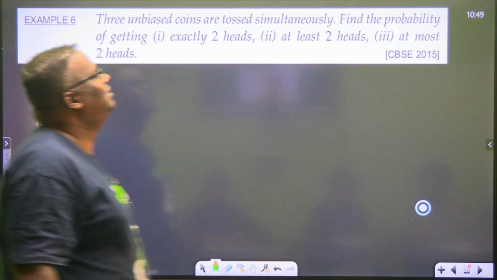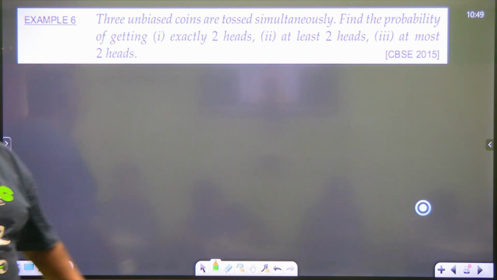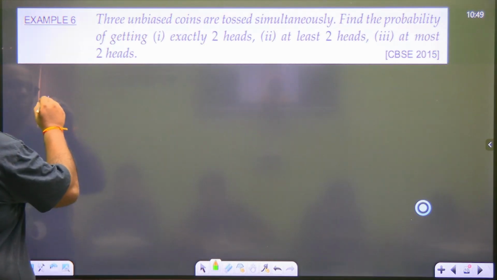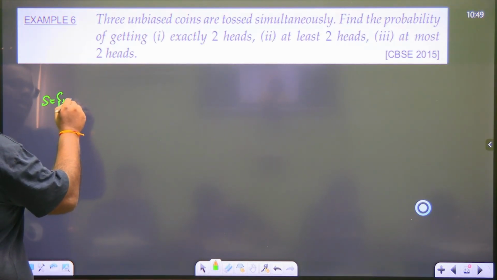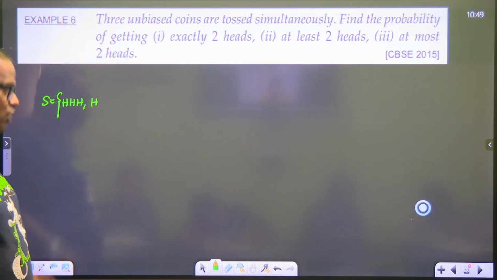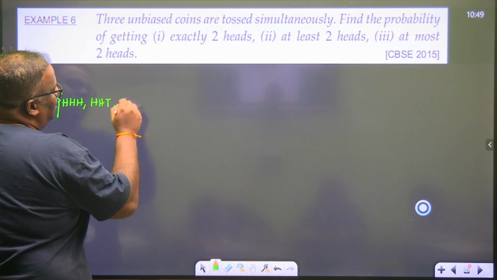Next. This you try to do. 3 unbiased coins are tossed simultaneously. Now this will become a little bit lengthy. So here the sample space becomes a little bit cumbersome, so I'll help you with the sample space. 3 heads: head, head, head. Then how many options should we get here? 8 options. Very good. Then we get head, head, tail. Then head, tail, head.